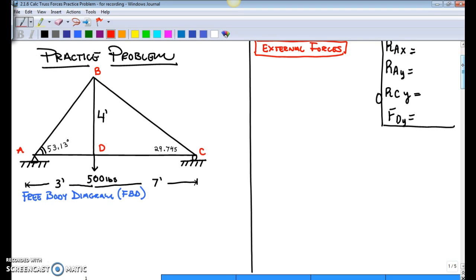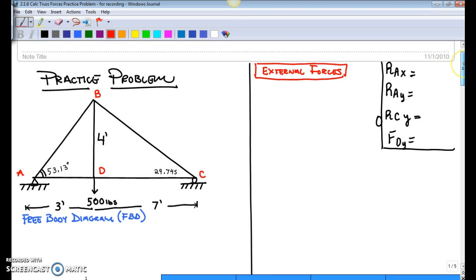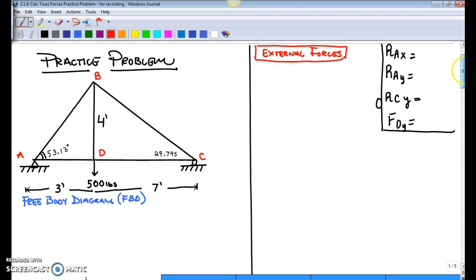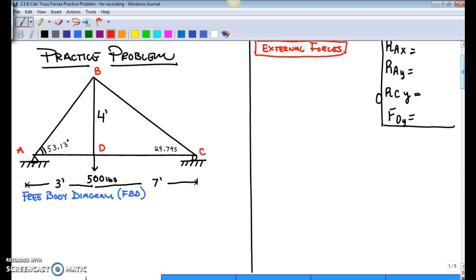So for starters, you want to make sure you have the problem fully defined. You need the distances of each of the members, and the angles. The first thing I would always do is find the angles of each of your members. And from there, the first real step is drawing your free body diagram. That's always step one.